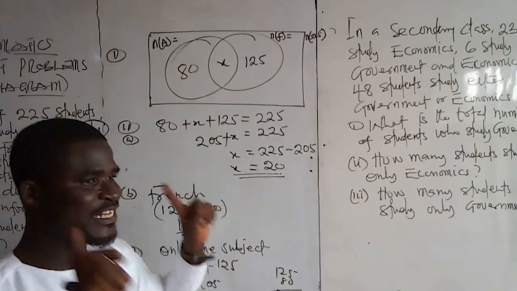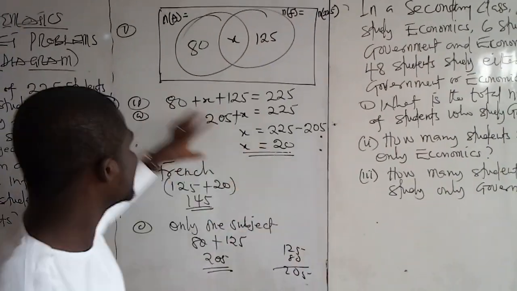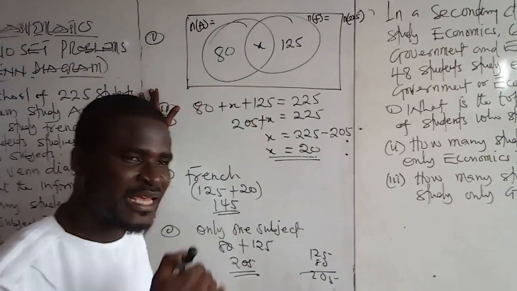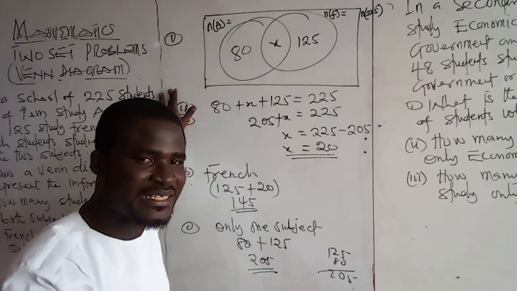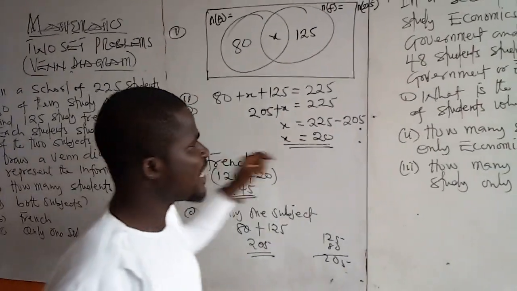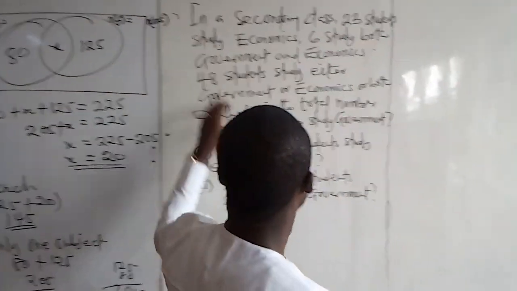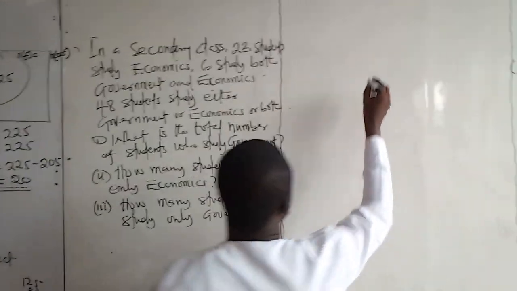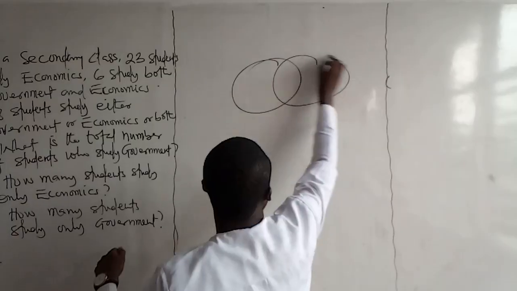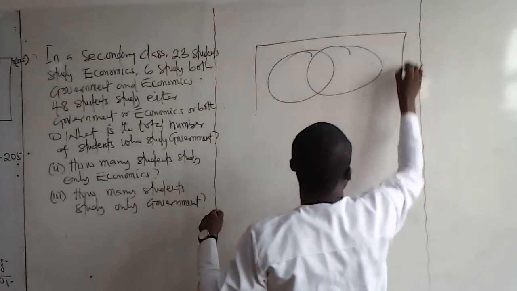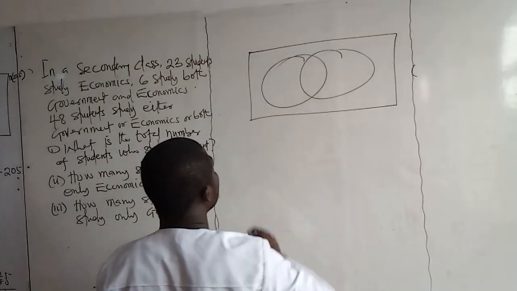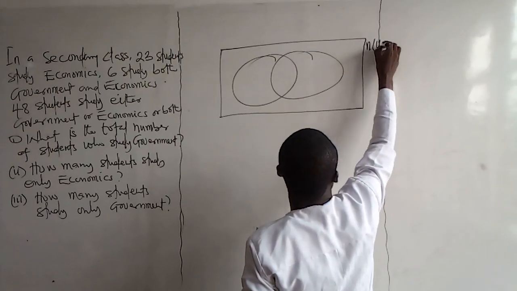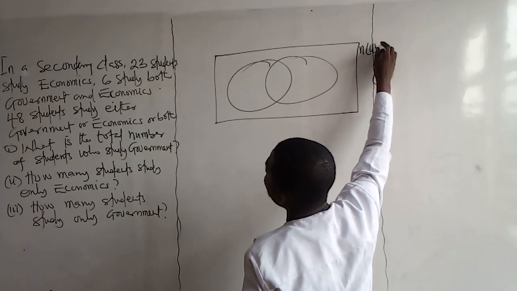You see, the first lesson was different. The second lesson here is also different. Different questions. Now, see how we are solving all the questions. Good. Let's go to the board. In a secondary school class, so draw your Venn diagram nicely. Now, number of universal sets, we have 48.